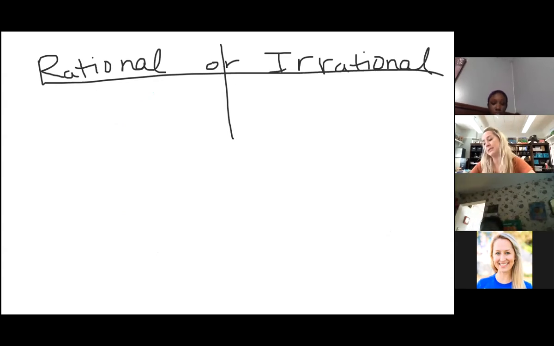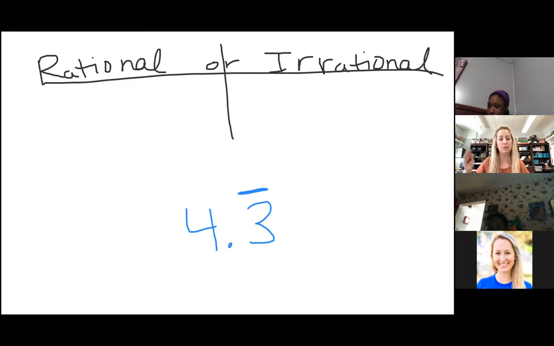Do you guys know what it means if you see something like 4.3 with a line over it? Do y'all remember what the line over it means? Madison, do you remember what it means if a number has a line over it? It's repeating. Yes, it means it's repeating. So that means it's 4.333333 forever. So that would be rational.